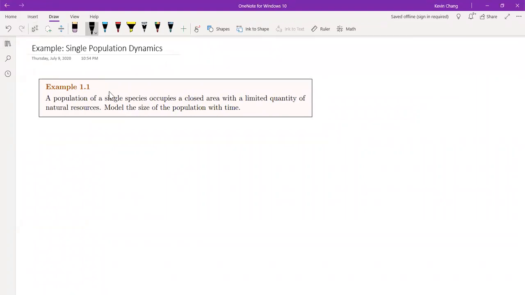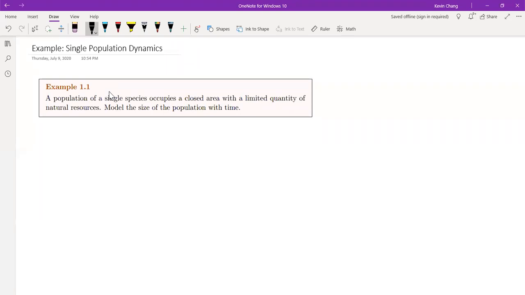So in this case, our example here is going to be, we have a population of a single species, and this species occupies a closed area with a limited quantity of natural resources. And we want to model the size of the population with time. So if you've ever studied biology, you've probably heard of this problem before.